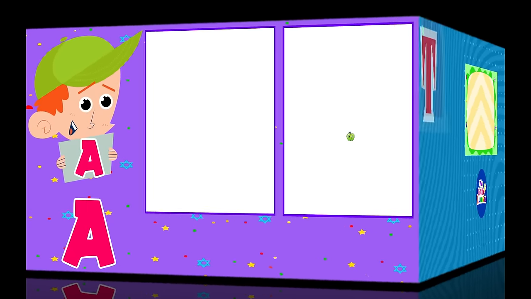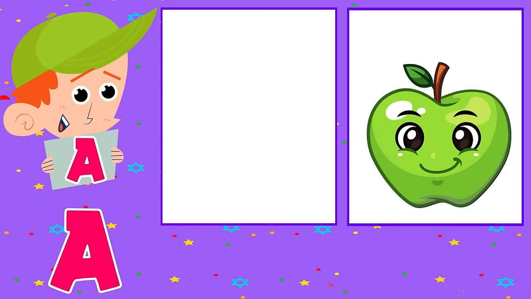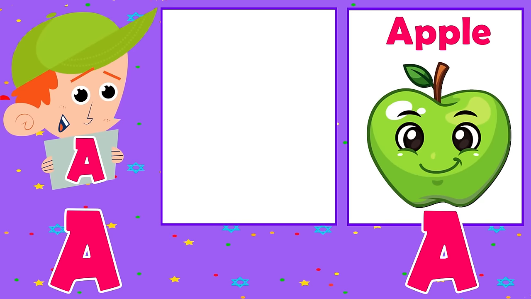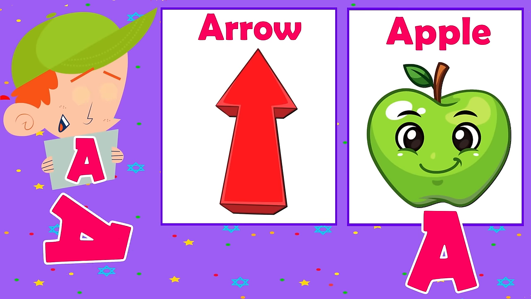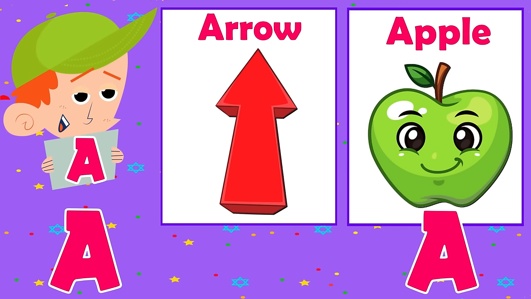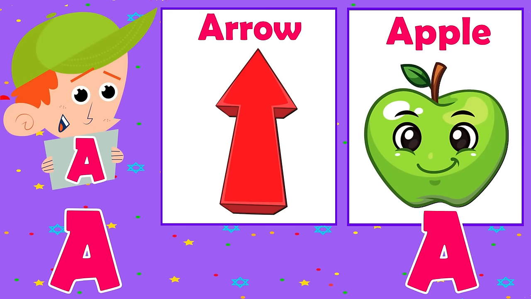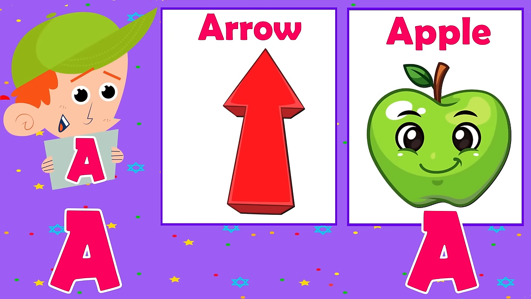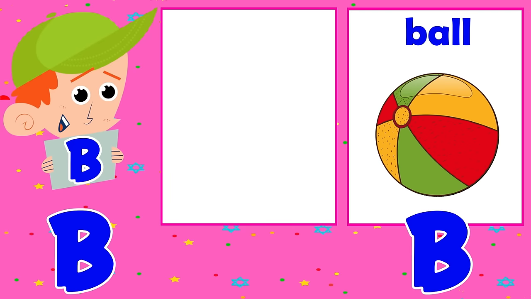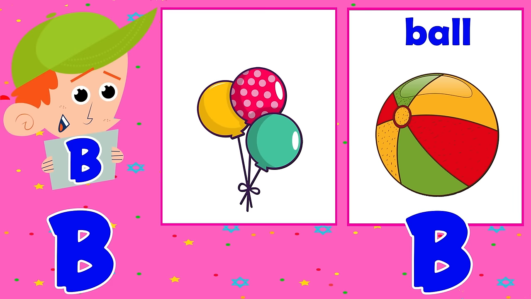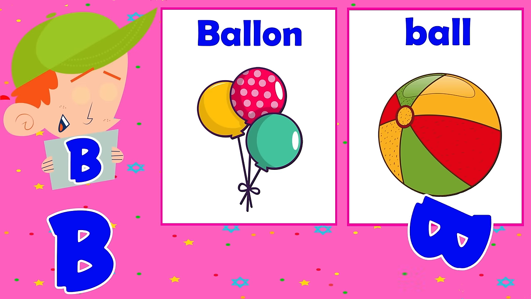A is for apple. A is for arrow. A is for apple. A is for arrow. B is for ball. B is for balloon. B is for ball. B is for balloon.